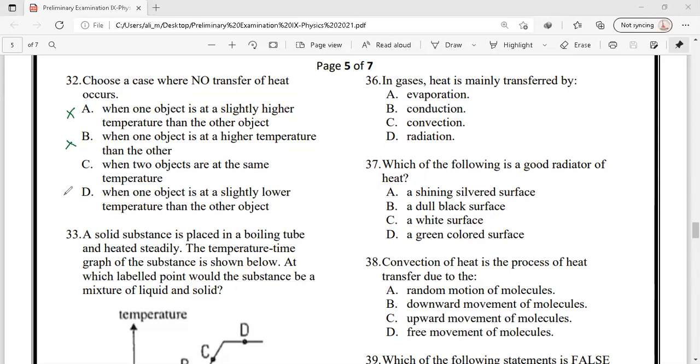Similarly, option D is incorrect. When one object is at slightly lower temperature than the other object, it means the other object is at slightly higher temperature. So there is a difference of temperature. So option C is the correct answer, in which we have two objects that are at the same temperature, so there will be no net transfer of heat between them. Option C is the correct answer.